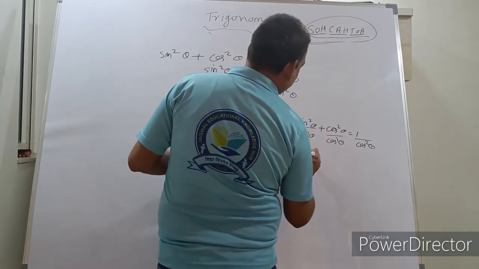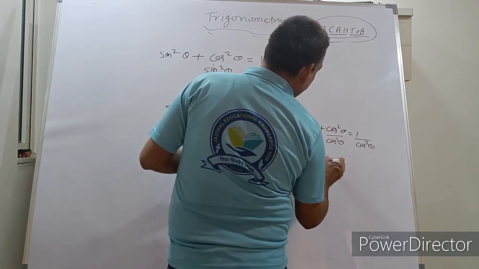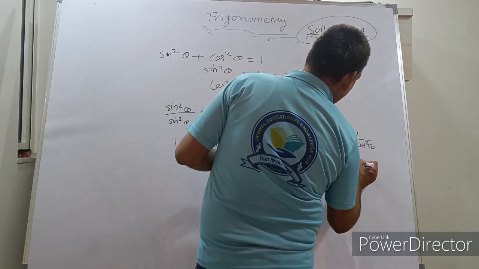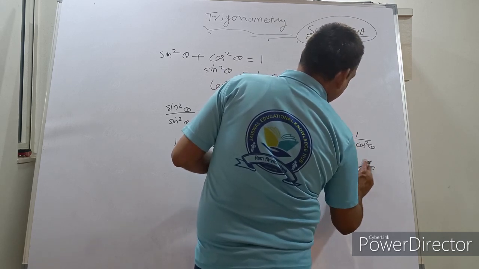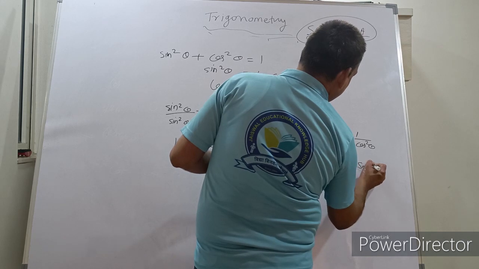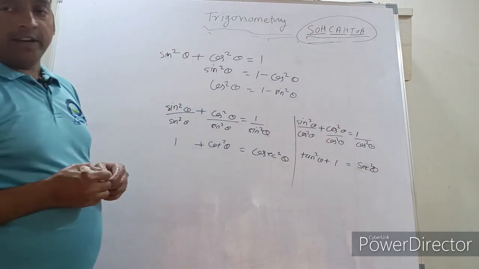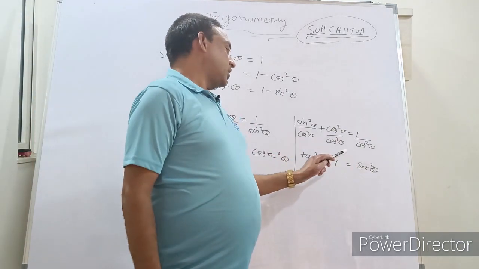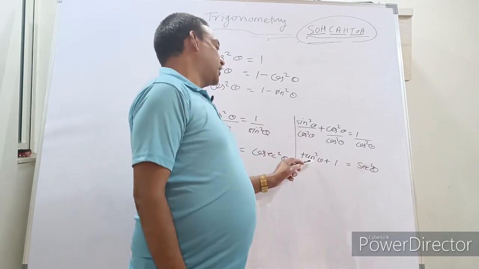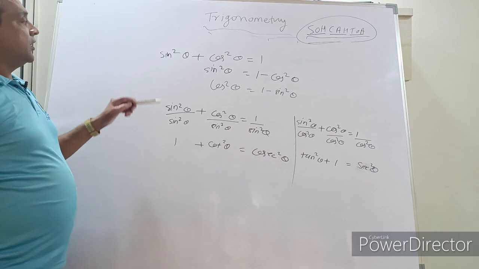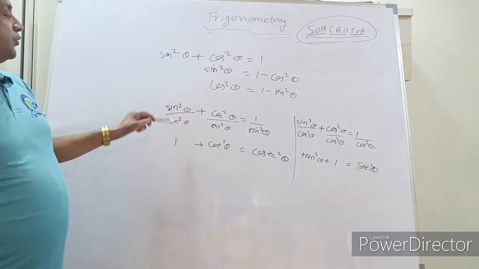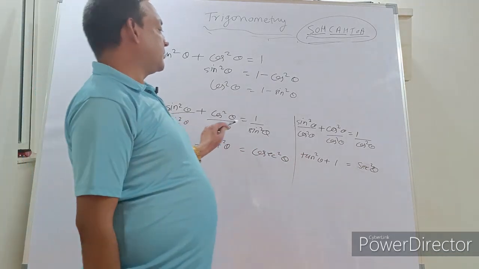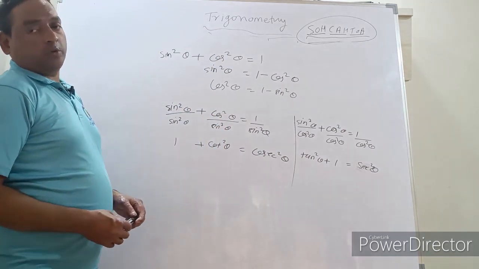So sine upon cos gives you tan square theta. This becomes 1 is equal to 1 upon cos square theta, which becomes sec square theta. So tan square theta plus 1 is equal to sec square theta, or tan square theta is equal to sec square theta minus 1, or sec square theta minus tan square theta is equal to 1. So again, with only one identity we can find the other two identities. We can make the other two identities: the first one by dividing everything by sine square theta, the second one by dividing everything by cos square theta.